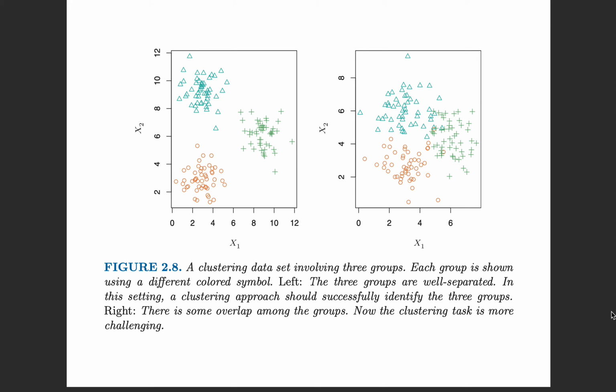So unsupervised learning is somewhat more challenging because for each observation, we observe a vector of measurements, but no associated response. So it's not possible to fit a linear regression model or a logistic regression because there is no response variable to predict.